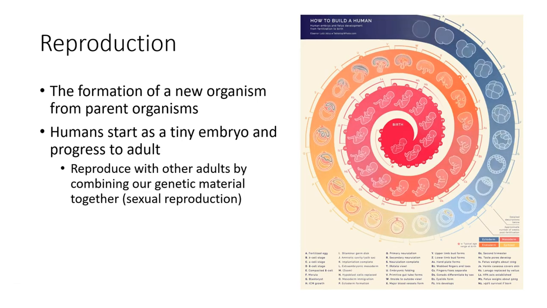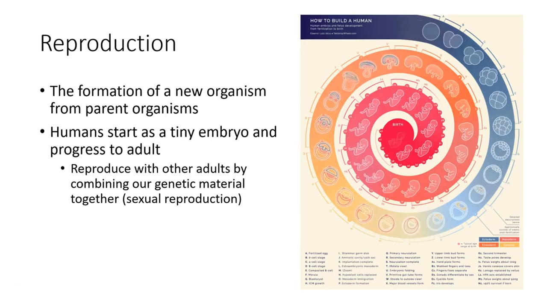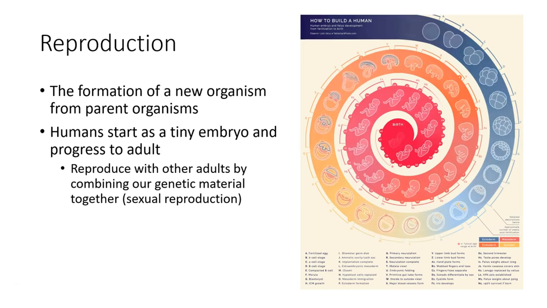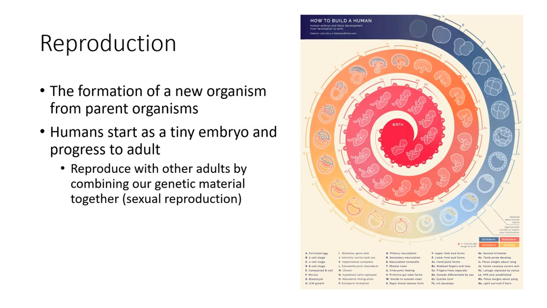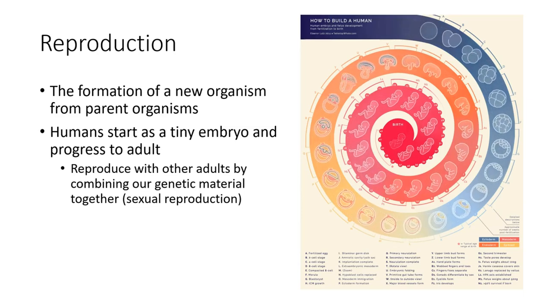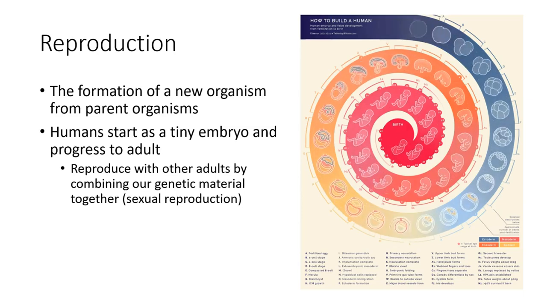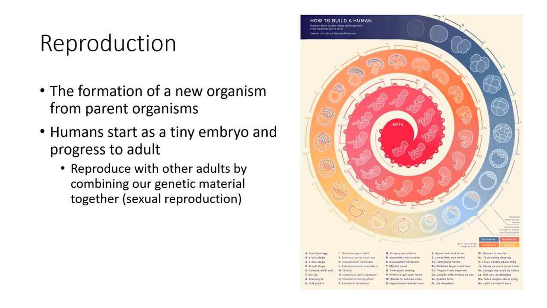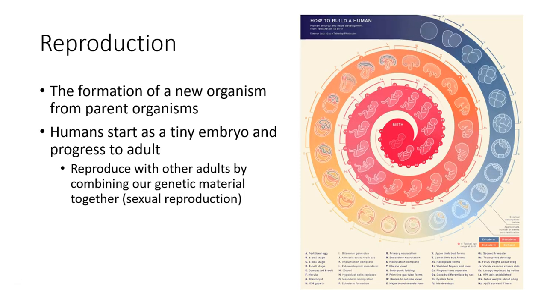And then reproduction. So this is the formation of new organisms from parents. Humans, we start out as a tiny little embryo and then slowly progress to fetus and then an infant, toddler, so on and so forth until we reach adulthood. And so this reproduction in humans is sexual reproduction.